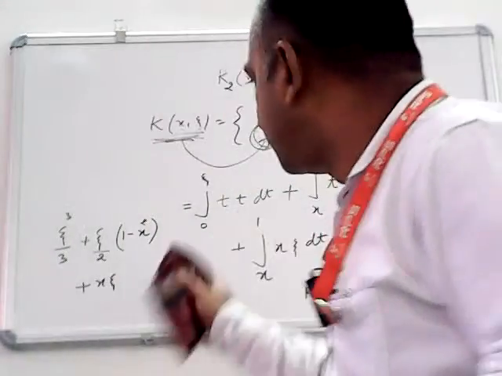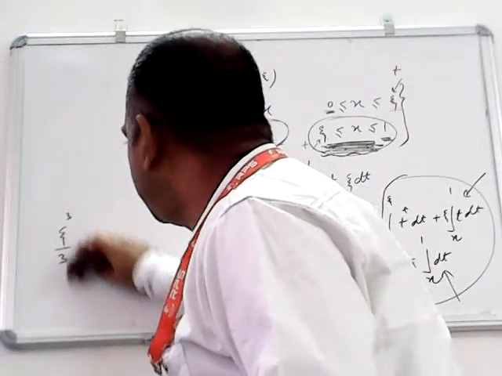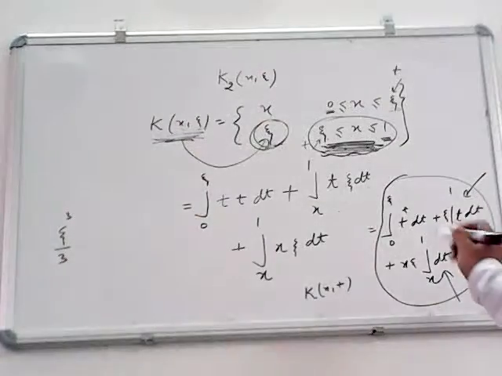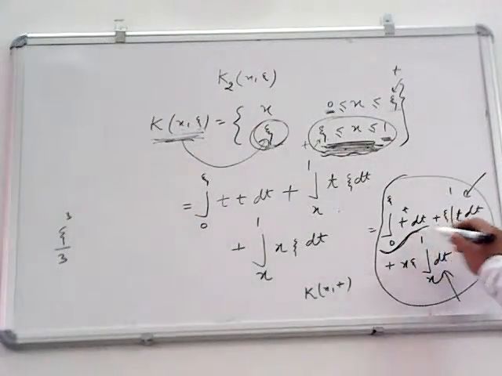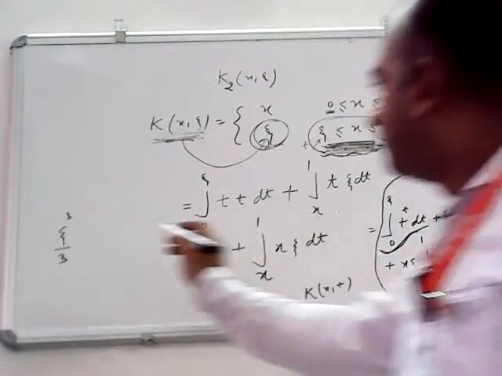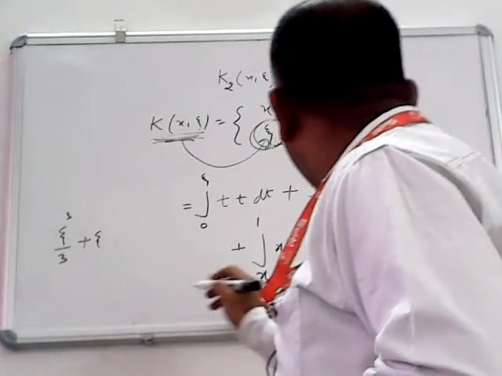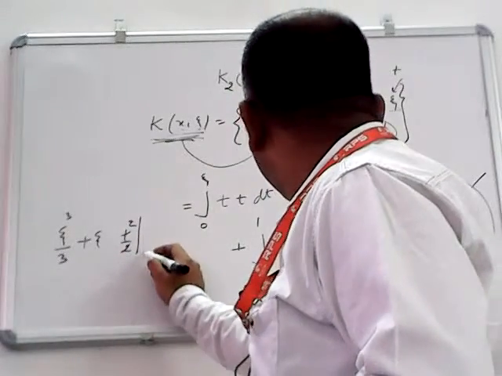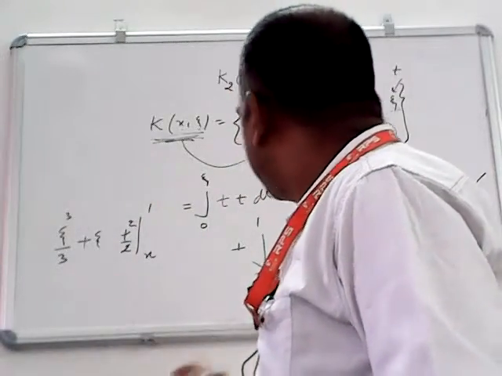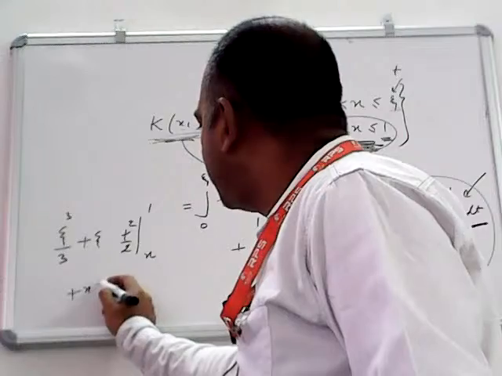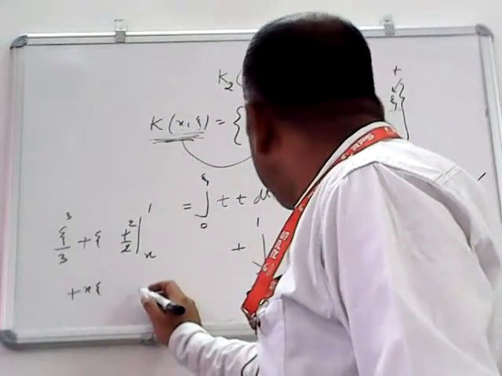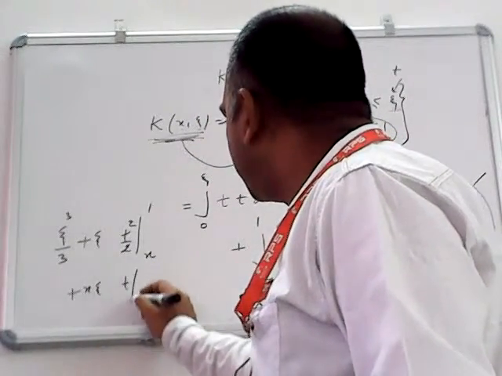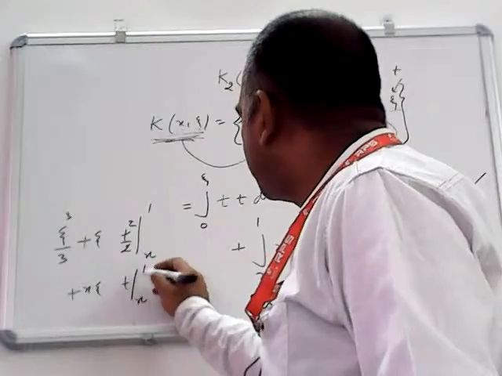Sorry for the calculation. The first integration is quite clear. So we have calculated this particular integration. In this case we have xi common, and this integration we will get t square by 2, limit from x to 1. In the third case we have xi common outside. Third integration we have got t, that is from x to 1.